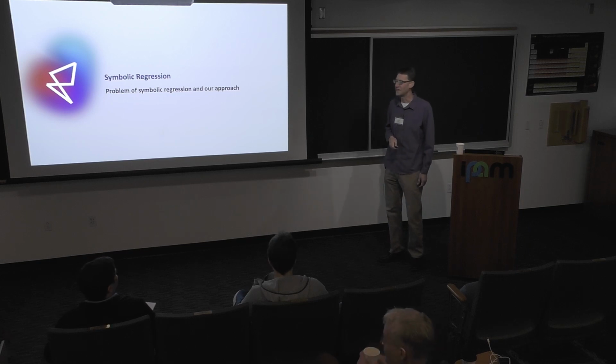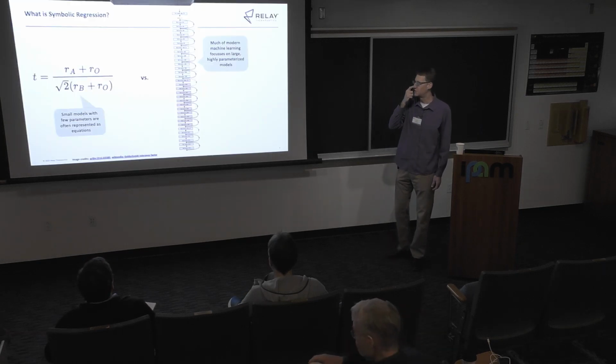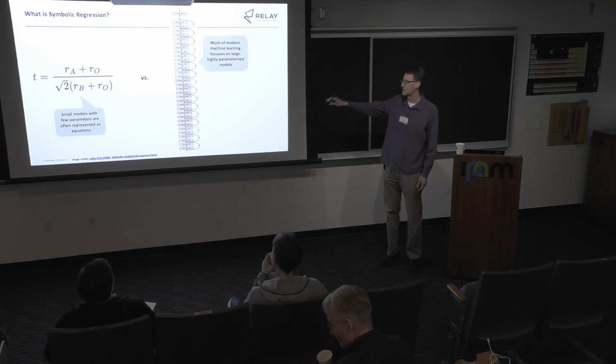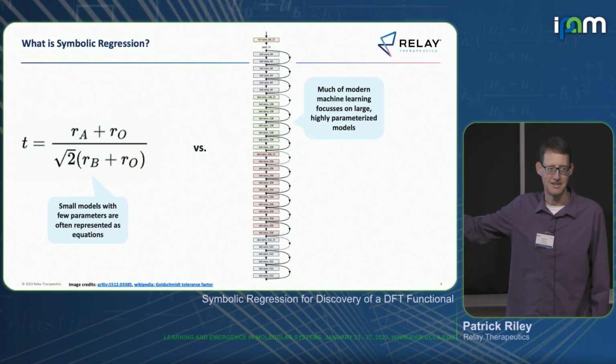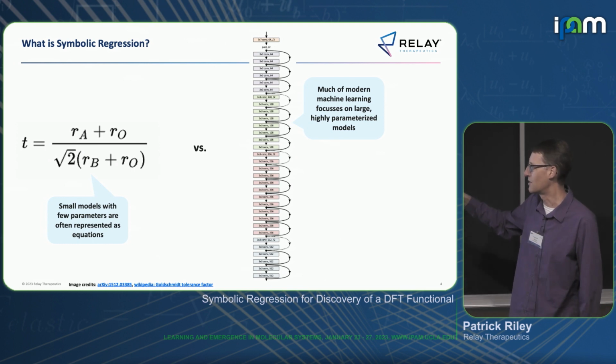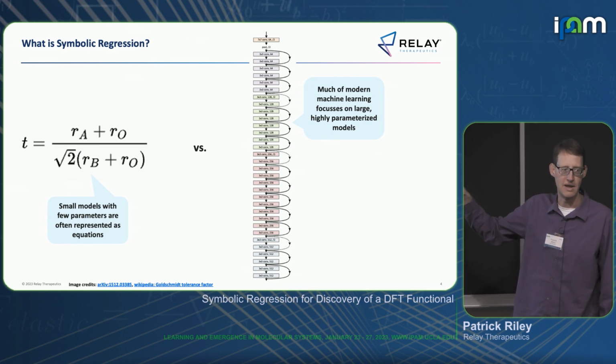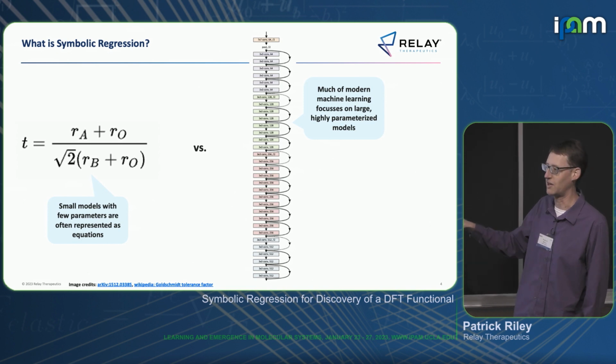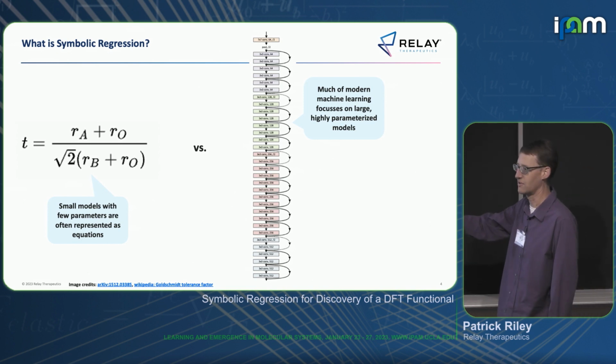So what is symbolic regression? A lot of what's going on in modern machine learning looks like this thing over here on the right. This is a network architecture diagram. You've got a lot of different things going on. There are many, many, many parameters in there. And the process of training is finding many, many things like what you see over there.